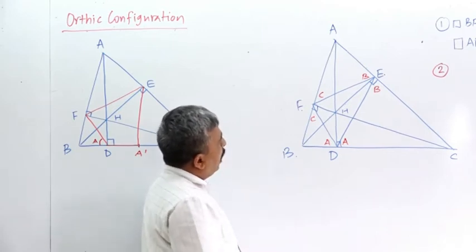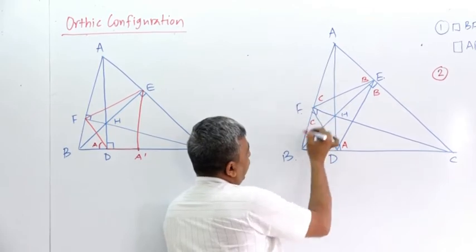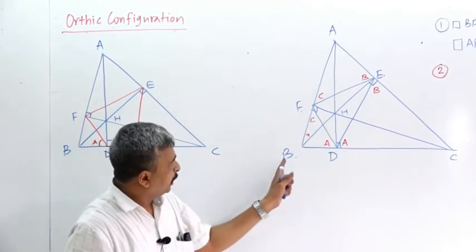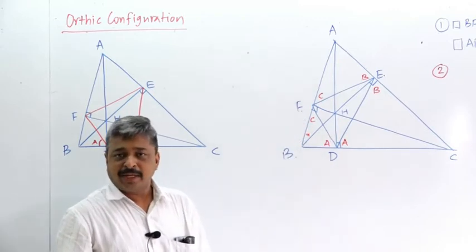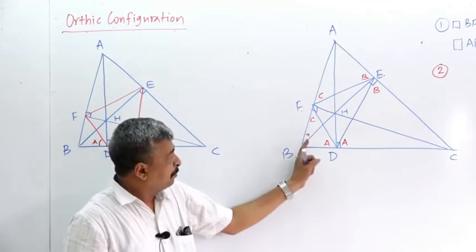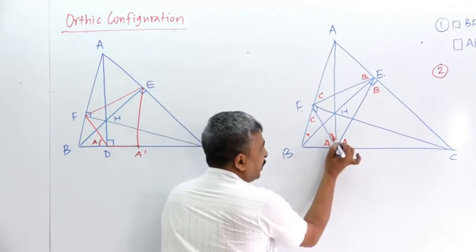Now, suppose this angle is x. Which one? FBH is x. Which other angle? See, BDHF is cyclic. Do you see it? BDHF is cyclic because 90-90. Therefore, if this angle is x, which other angle will be x? This small angle will be x.